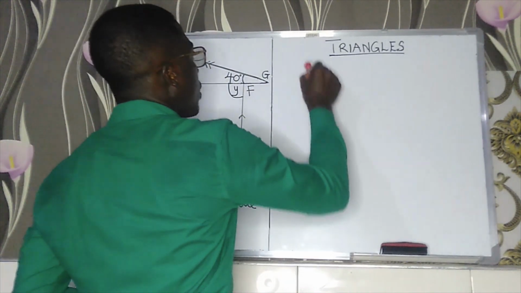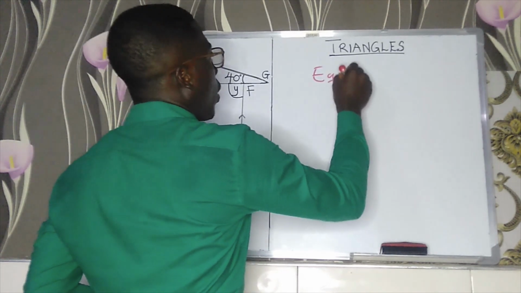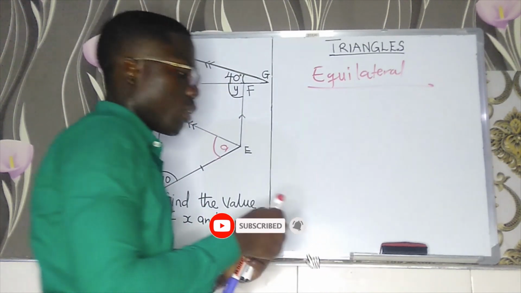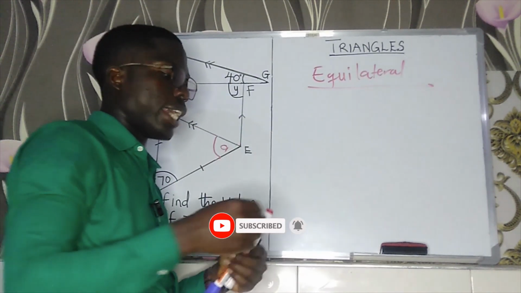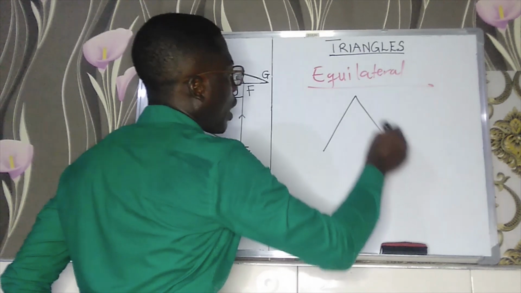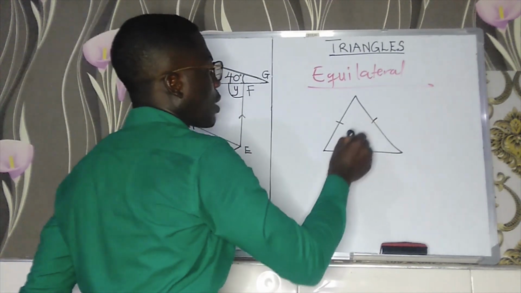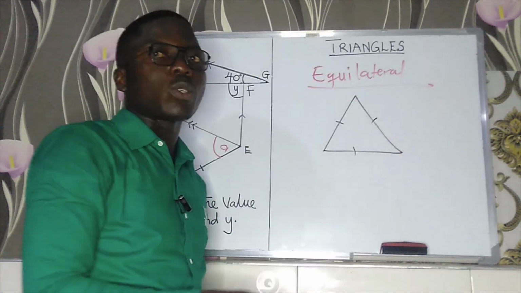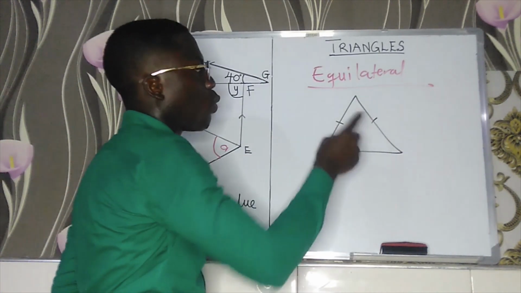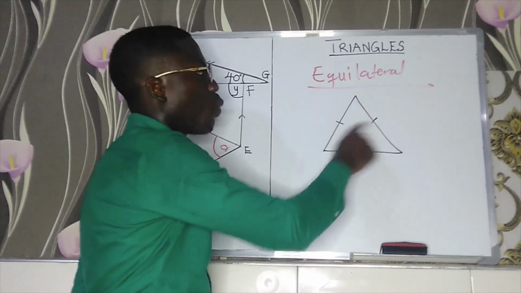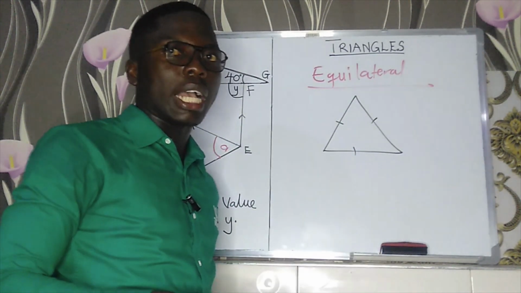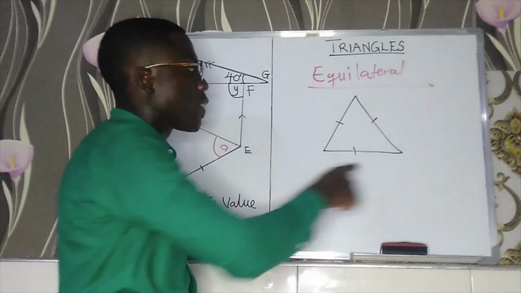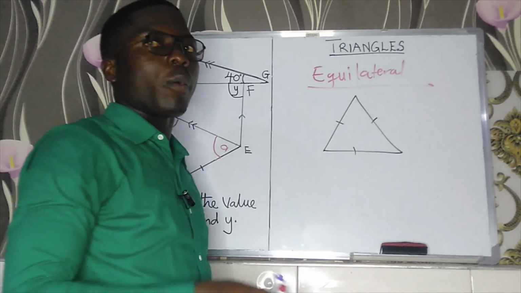We have the equilateral triangle. Equal sides. So in an equilateral triangle, we have all the three sides being what? Equal. Bear in mind, when we were treating isosceles, we gave the arc to only two lines, meaning the two lines were the only equal ones. Now, in an equilateral triangle, since we have the arc on all the three, it means all the three lines are equal. Don't get it wrong.